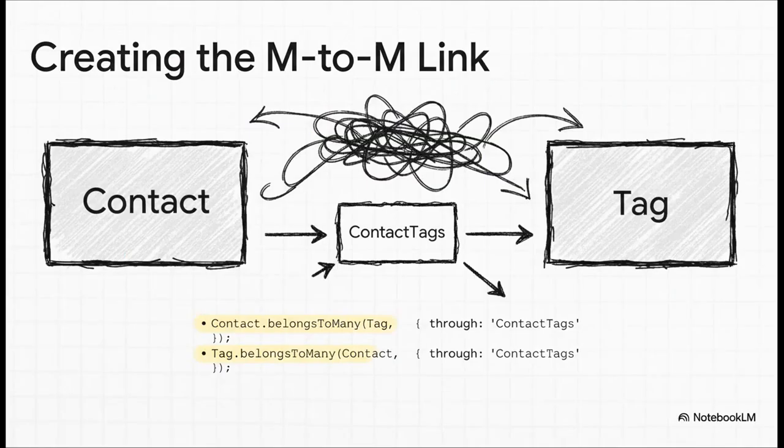In Sequelize, we do this using belongs to many on both of our models. But the secret sauce here, the most important part, is that through option. This is the command that tells Sequelize, hey, I need you to create a brand new table for me called contact tags to manage this relationship.